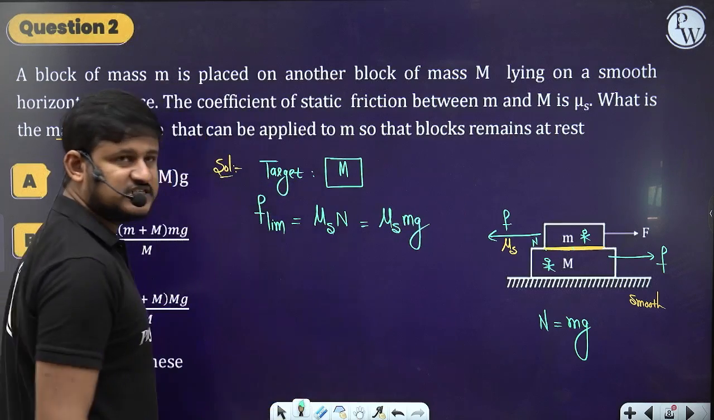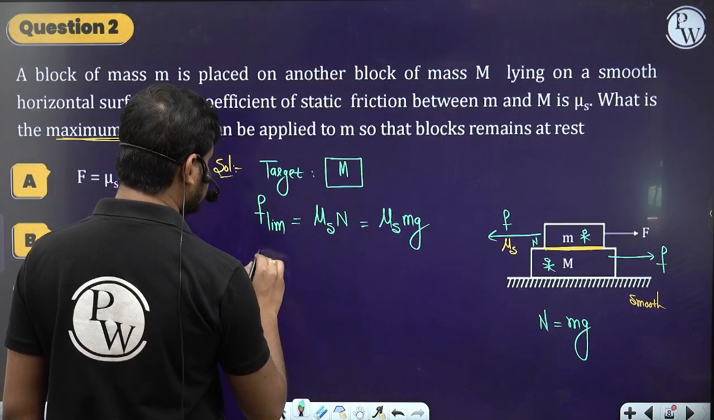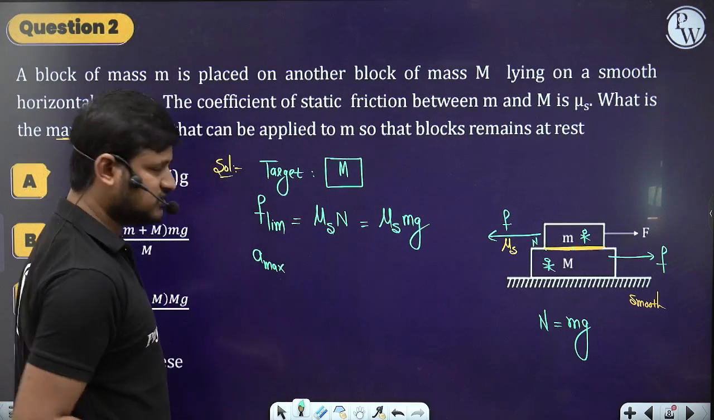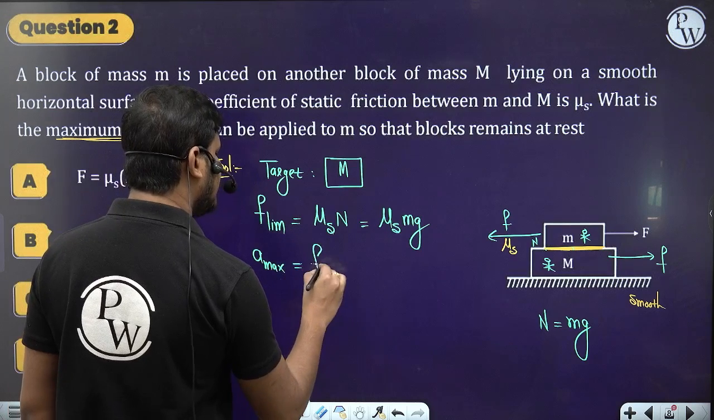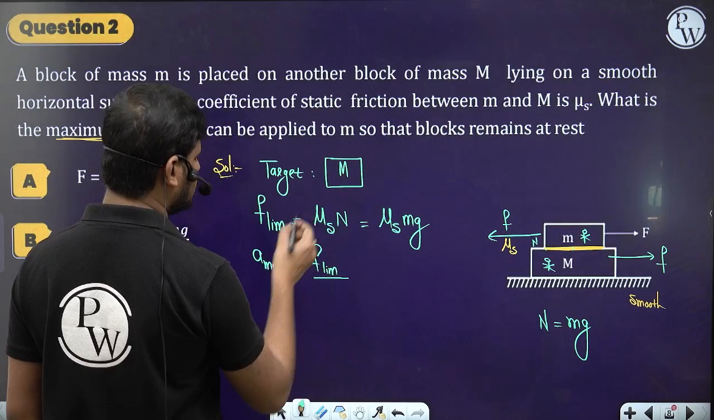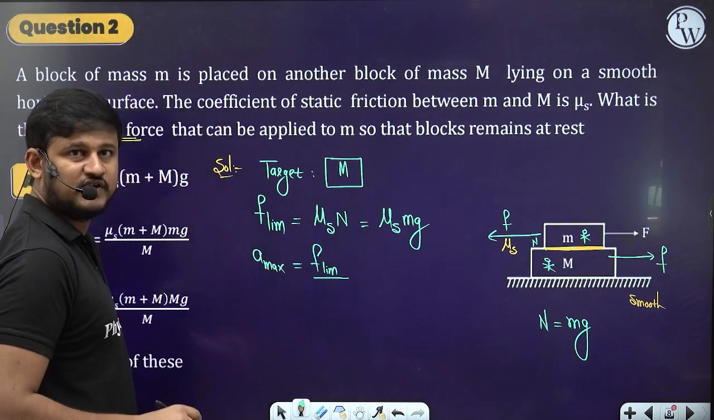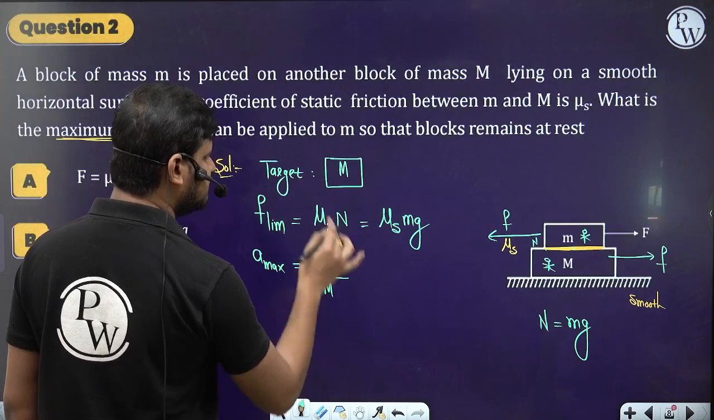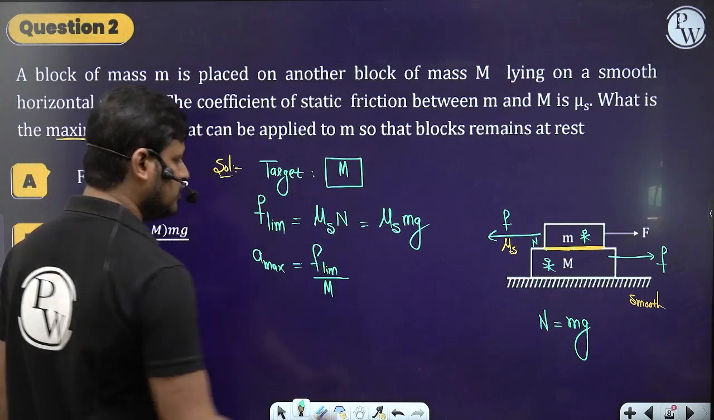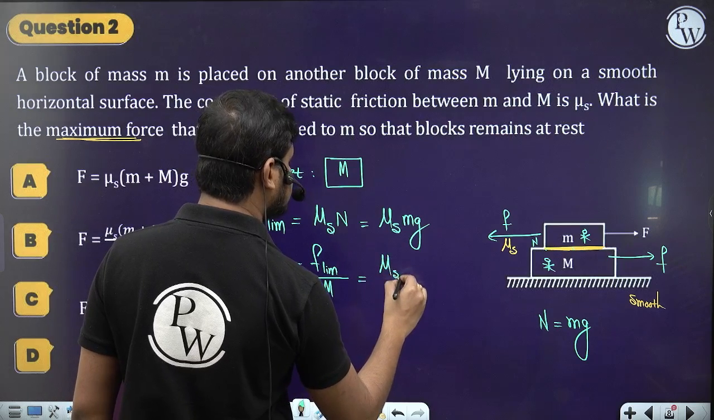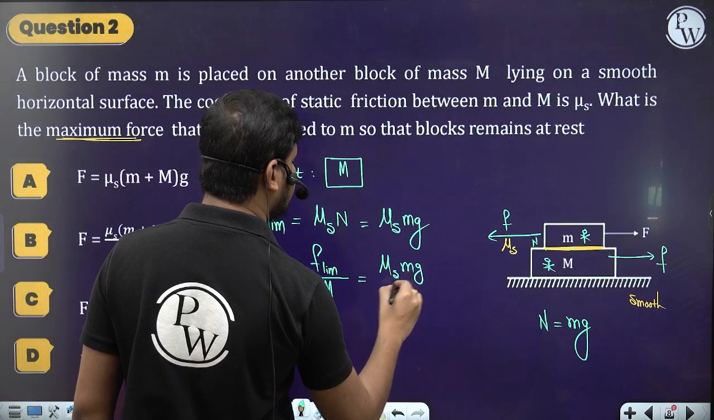So this second step is also clear, right? So let's go for the third step, that is finding the a max. So what is the a max? F limiting by the target block mass. What is the a max of the target block we have to find? F limiting by the target block mass, which is capital M. See here, target block mass is capital M, which equals, here F limiting is mu s m g by capital M.